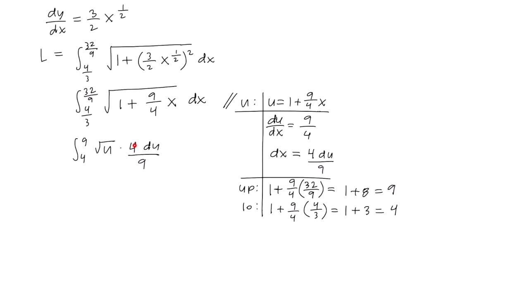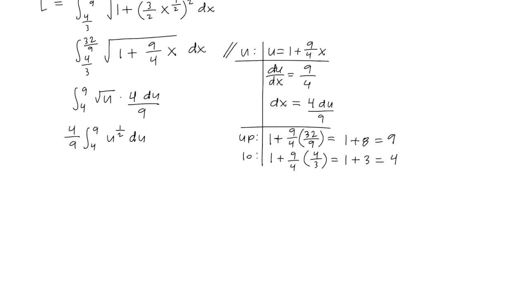Everything's plugged in, so we're going to pull this 4/9 to the front, and rewrite this u as u to the 1/2, and now we're ready to integrate. So u to the 1/2, when we integrate, we get 2/3 u to the 3/2. I'm going to pull this 2/3 to the front. So now we're going to plug in 9 minus plugging in 4.